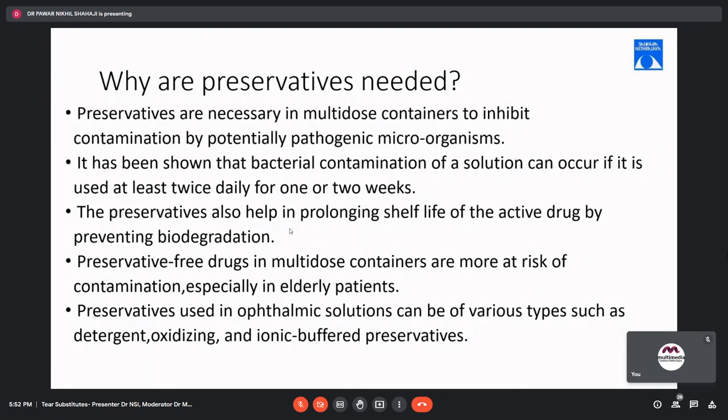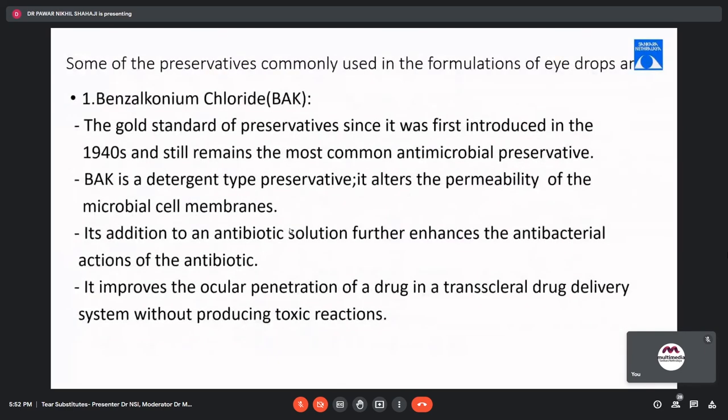There are various types of preservatives used, such as detergent type, oxidizing type, and ionic buffered type preservatives. The most commonly used is benzalkonium chloride, the gold standard of preservatives since it was first introduced in the 1940s, and it still remains the most common antimicrobial preservative. It's a detergent type preservative. It alters the permeability of the microbial cell membranes.